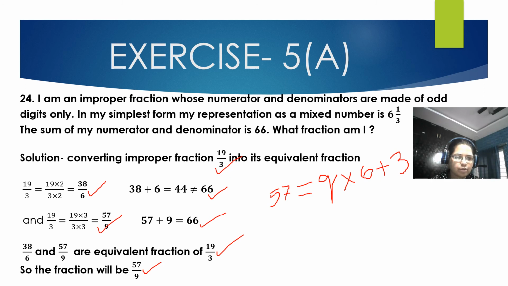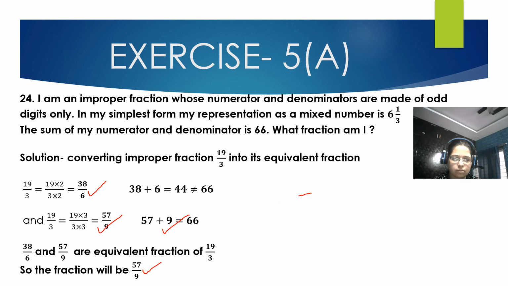And the sum of my numerator and denominator is 66, since 57 plus 9 is 66. So what fraction am I? The fraction will be 57/9.